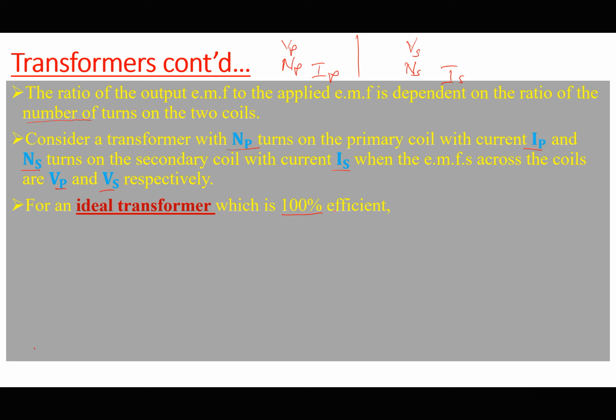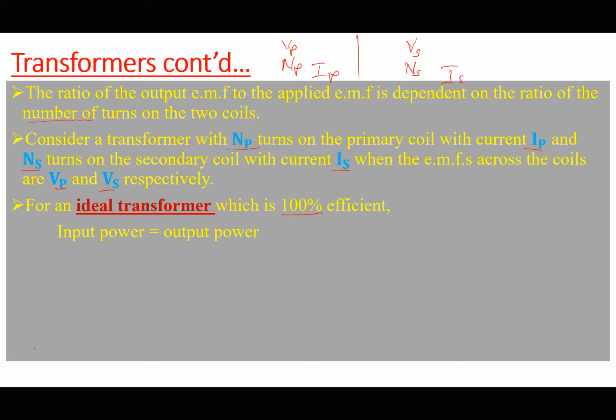So ideal means it is not practically achievable, but if we assume it were possible, then it could be possible. But in the real sense, practically it is not possible to have a transformer which is 100% efficient. However, if it were possible, then it would be 100% efficient. And what is this going to imply? It means if the transformer is 100% efficient, the power we input into the transformer is going to be the power we output from the transformer.